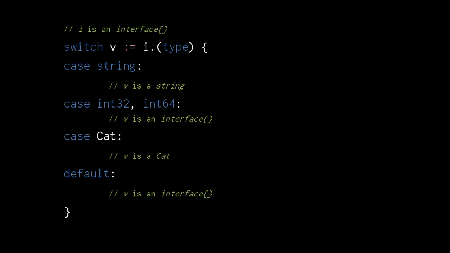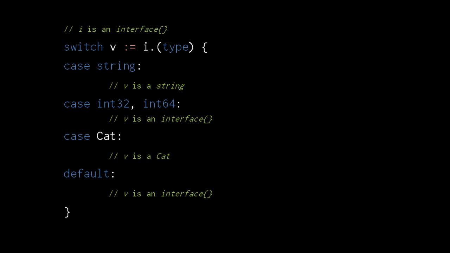is of type string. If I references either an int32 or an int64, the second case will execute, and in that case, the variable V is of the empty interface type. If I references a cat, the third case will execute, and in that case, the variable V is of type cat. If I references a value of some other type other than string, int32, int64, or cat, then the default case is executed, and in that case, variable V is of the empty interface type.